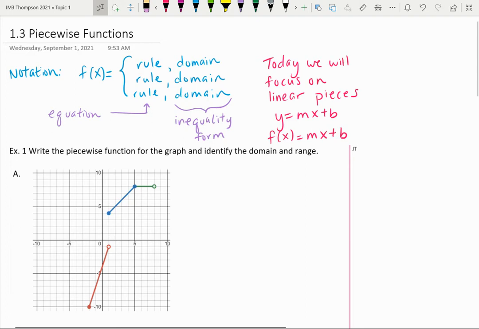To start off, let's talk a little bit about notation. Piecewise functions follow a similar notation where I have f of x is equal to, a fancy bracket on the left, and then some rule followed by a domain. Now, I've got 3 written here in a row. It could be 2, it could be 4, it could be as many as possible, as long as it's more than 1.